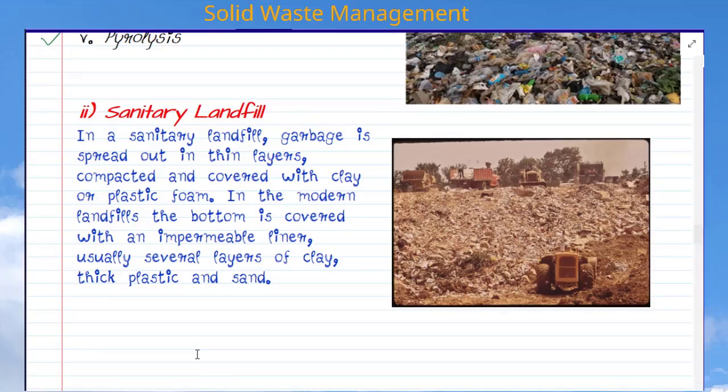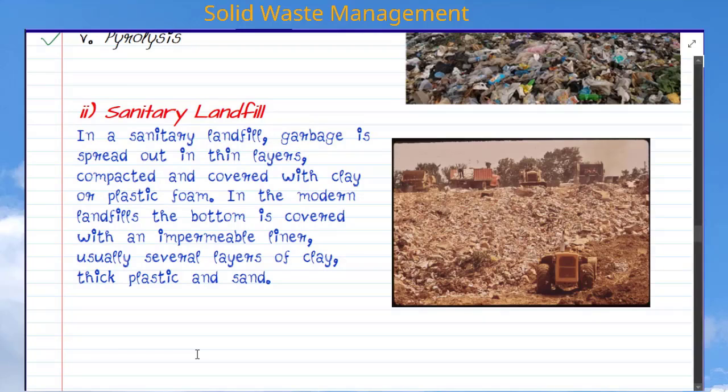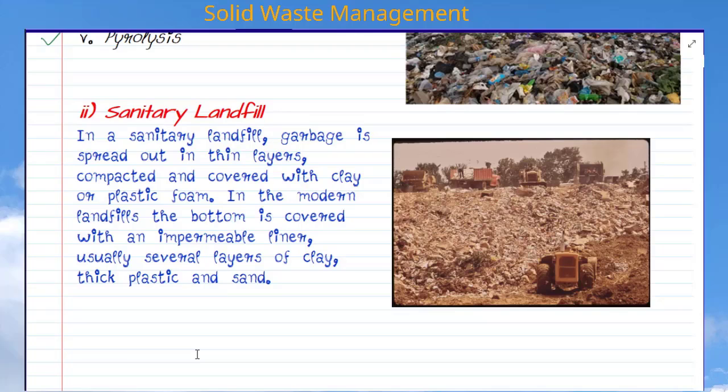In a sanitary landfill, garbage is spread out in a thin layer in a selected landfill disposal site. This layer of garbage is compacted, and at the end of the day it is covered with a clay layer or some plastic layer. In modern landfills, the bottom is covered with an impermeable lining. Usually several layers of clay, thick plastic, and sand are used for a sanitary landfill.